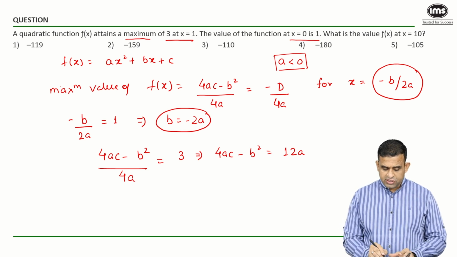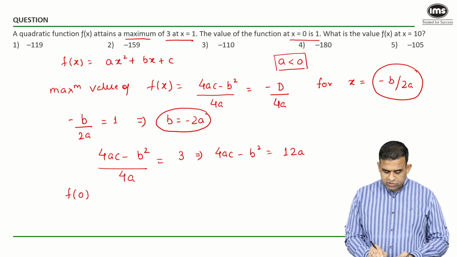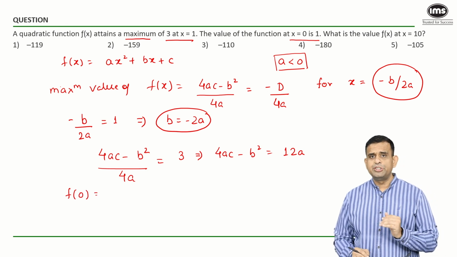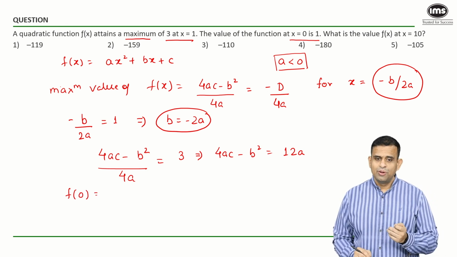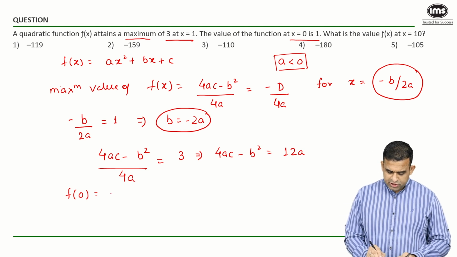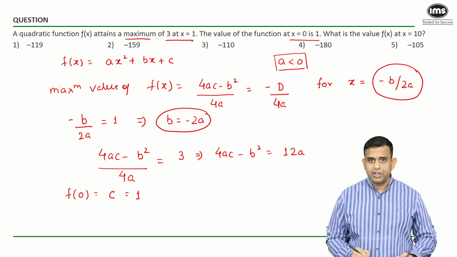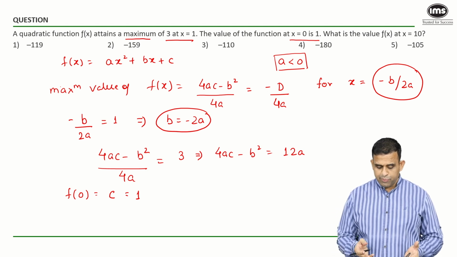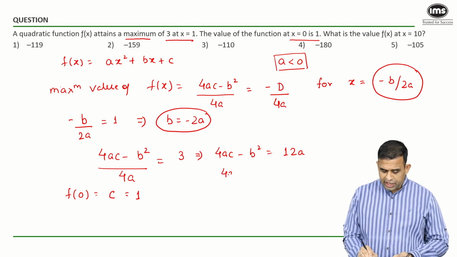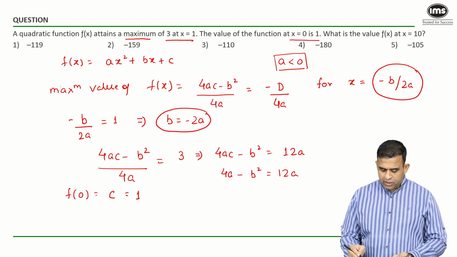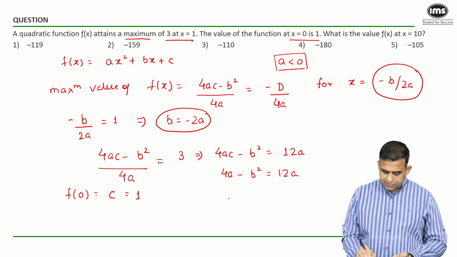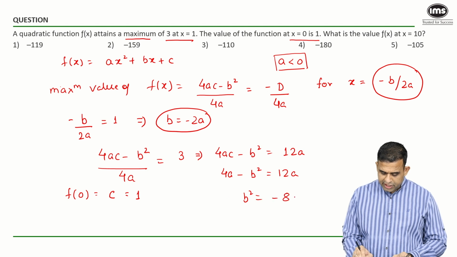Now if someone puts x equal to 0, f of 0 will become equal to a into 0 square plus b into 0 plus c. That means f of 0 happens to be nothing but equal to c. So c is known to you as the number 1 over here. So what happens now? We can put c equal to 1 and we get 4a minus b square equals 12a, and from this I will get minus b square, or b square term rather, will be equal to minus 8 into a.